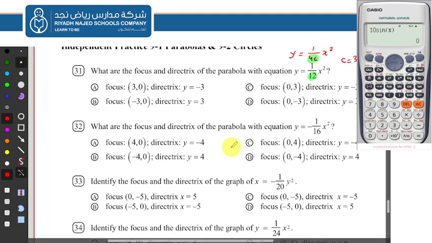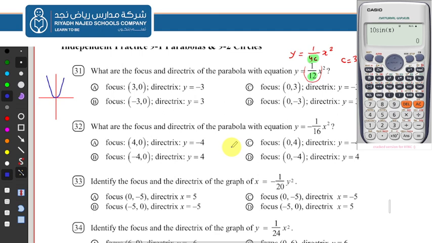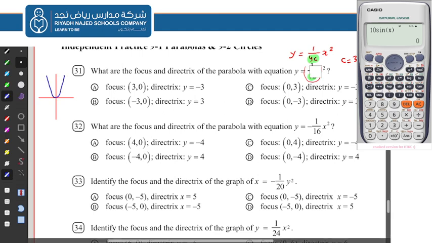Now we know that this parabola is vertical, so we will try to draw it. And since this is positive, it is opening up. So it is vertical and opening up, because 1 over 12 is positive. Here, this is also a vertical parabola for question 32. We also have a vertical parabola because it's y equals, but it is opening down because this number is negative. So this parabola is opening down. So don't forget this.